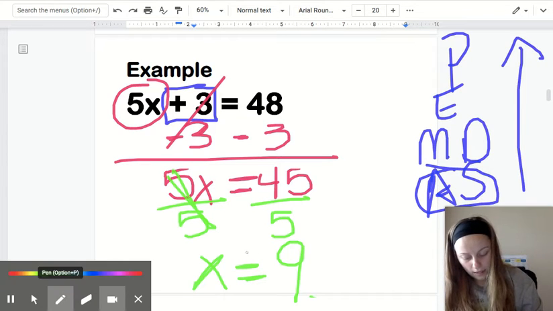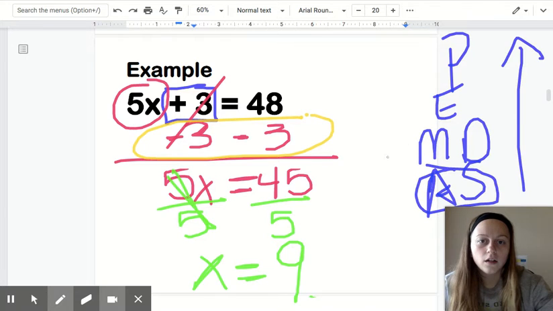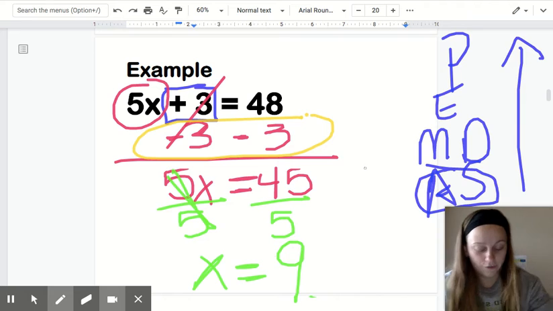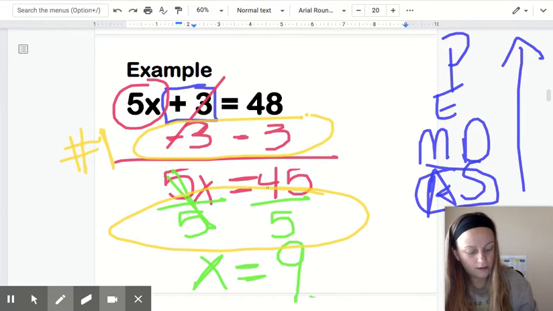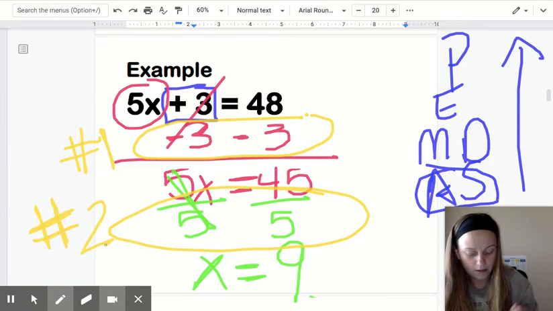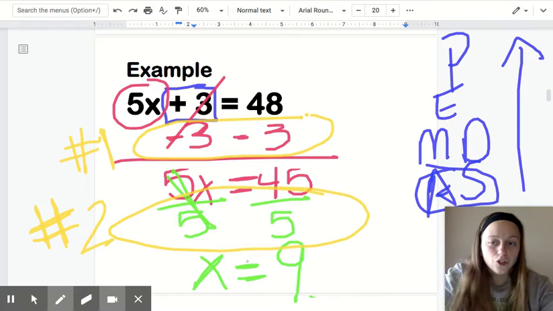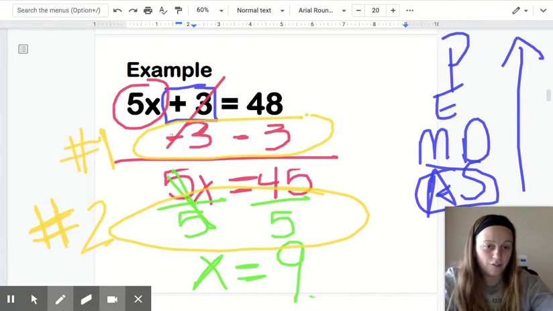So, right here, this step I'm circling in yellow, did you show that? That inverse, that's our inverse number 1. So again, that's our first inverse here, inverse number 1. And then this step here in green, that's our inverse number 2. I circled it in yellow there again. You have to show both of these inverses.